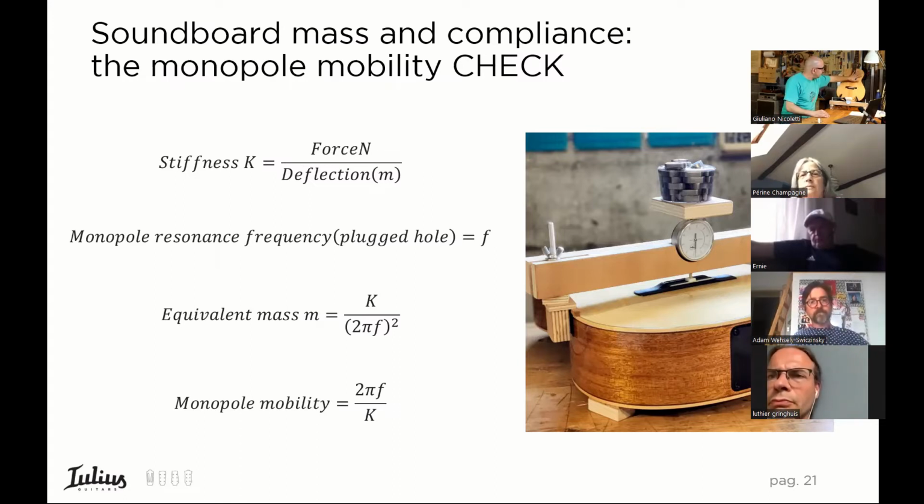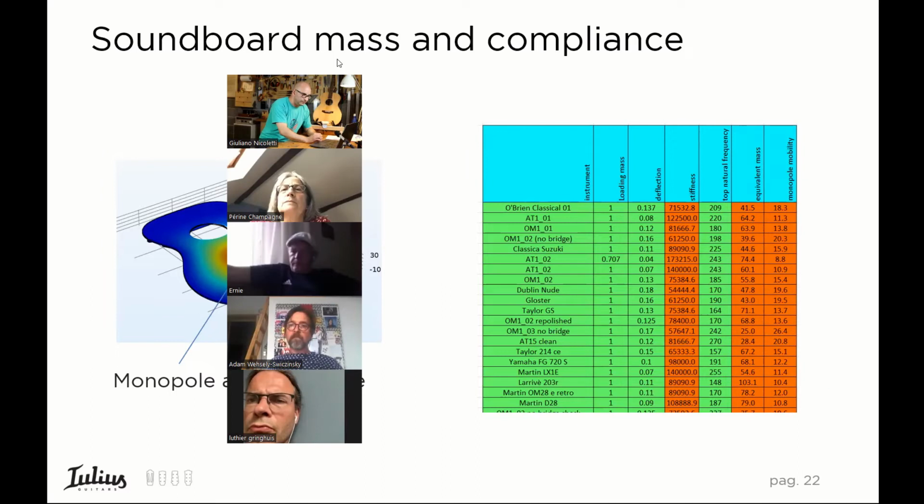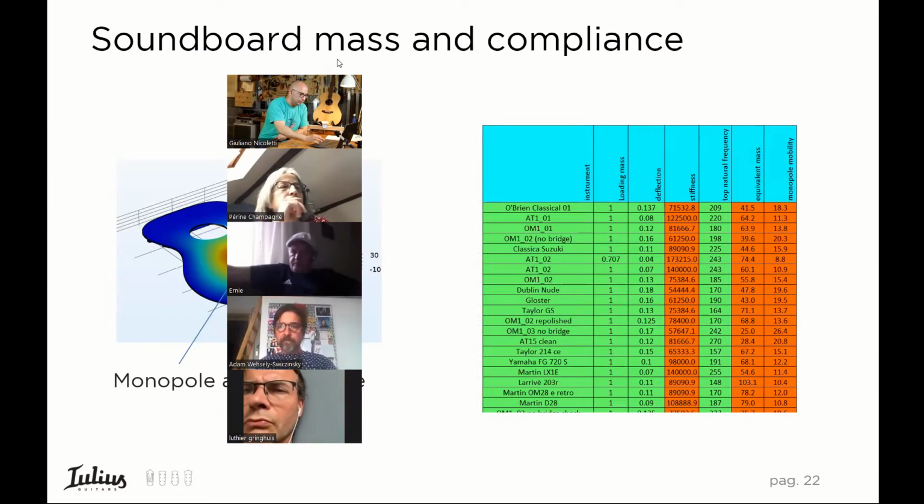So you plug the sound hole, and with very simple maths, shown here, you can get very interesting information about the equivalent mass of the soundboard, the compliance, and the monopole mobility. The monopole mobility is a parameter that gives us, very simply, an indication of how easily the soundboard can be driven. And how we can use this data, we will see later.